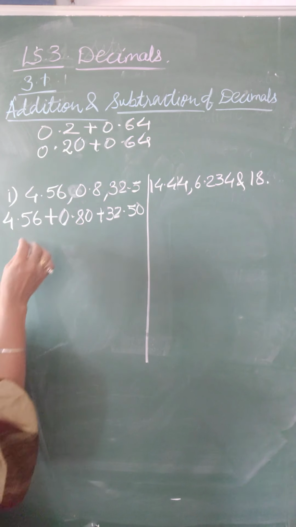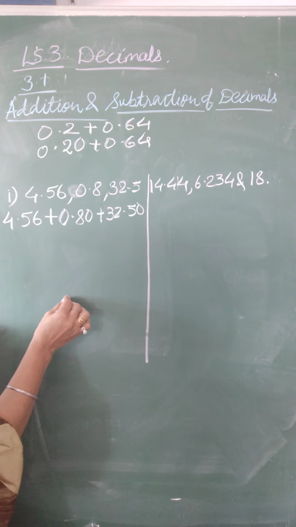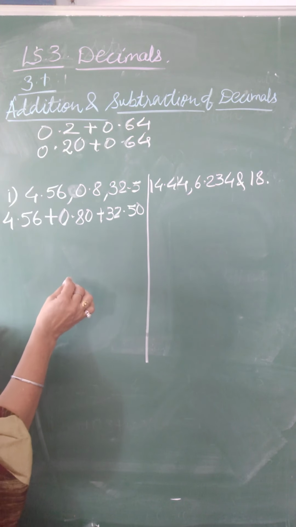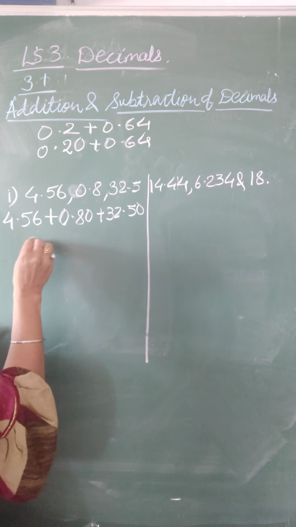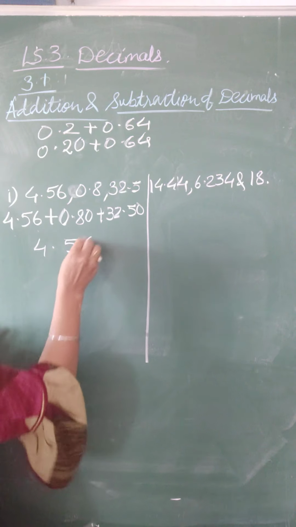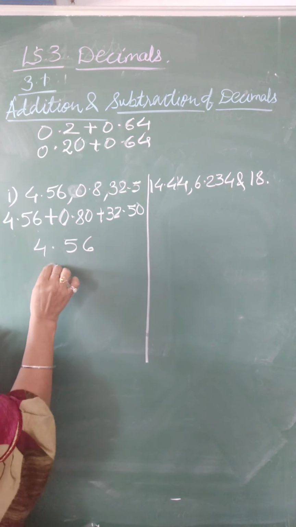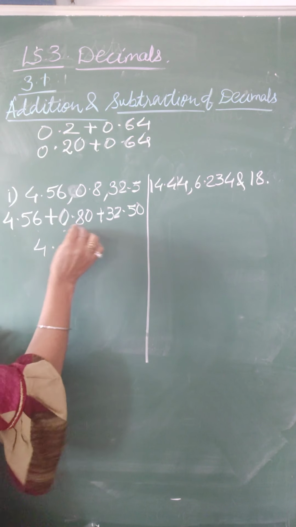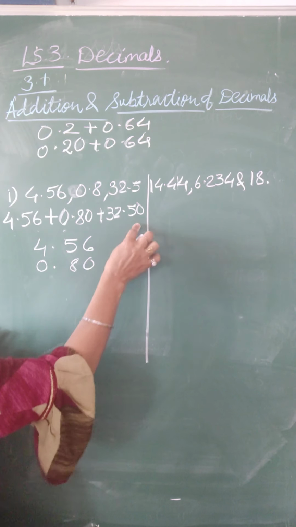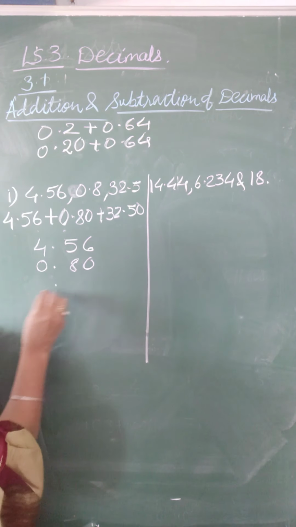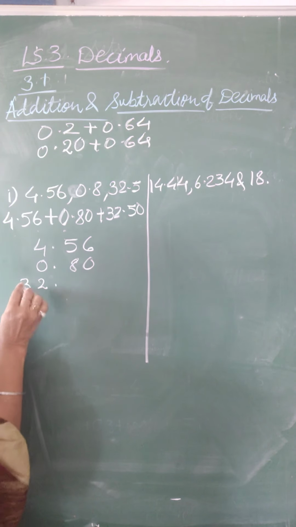Now you have to arrange these numbers one under the other in columns such that their decimal points are also in the same column. So let's write 4.56. Now this is 0.80. What I said, your decimals should be one below the other in the column, and the numbers also. Here the integral part is 0, 8, 0. Now here you see, this is the decimal place. Before the decimal place, 2 and 3 are there, so this is 32.